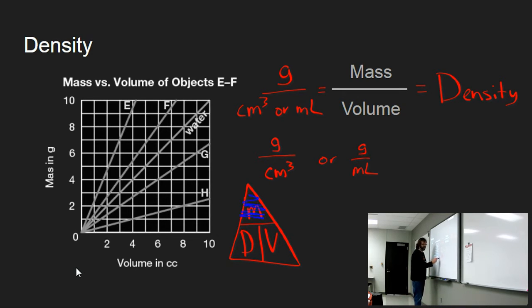If I remove the mass from my triangle, what ends up happening is density and volume are right next to each other. So that would mean I would multiply density times the volume to get the mass.